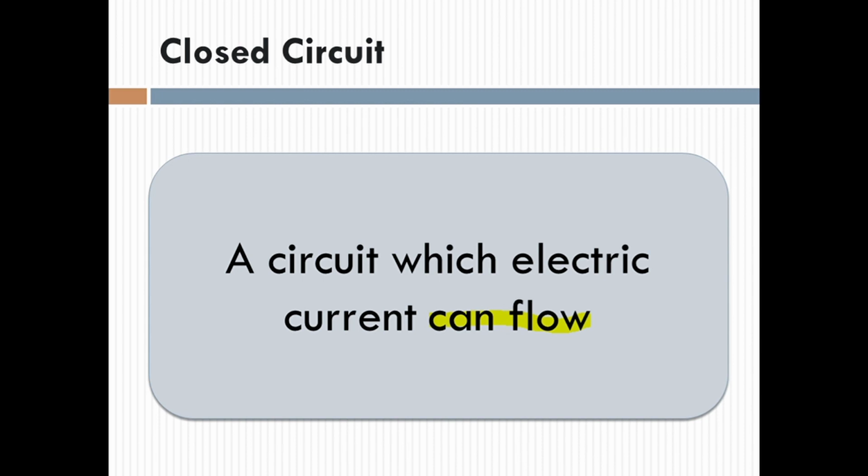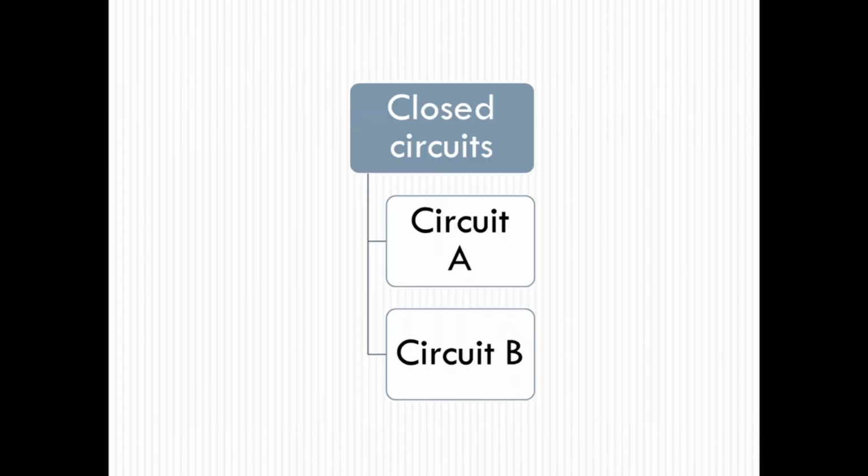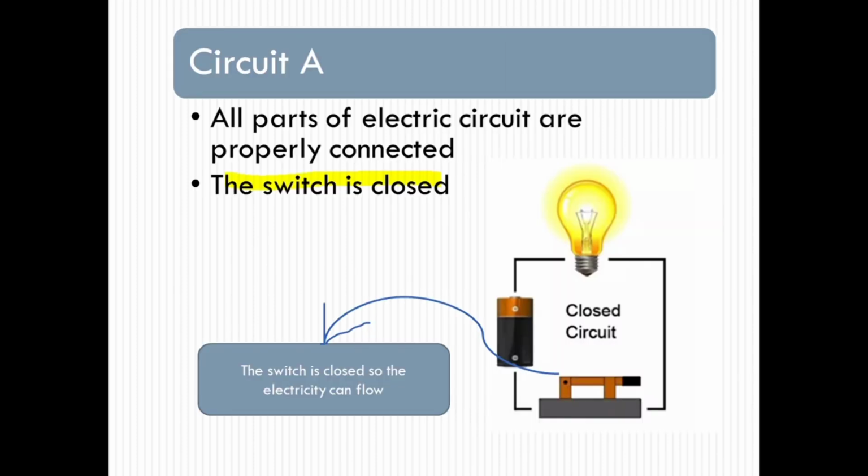For example, how can you switch on your lamp and the lamp produces light? It means your home has applied the closed circuit. Here, some types are closed circuits. They are circuit A and circuit B. So what are the differences? The first is circuit A. Here, look at the picture. This is circuit A's picture.